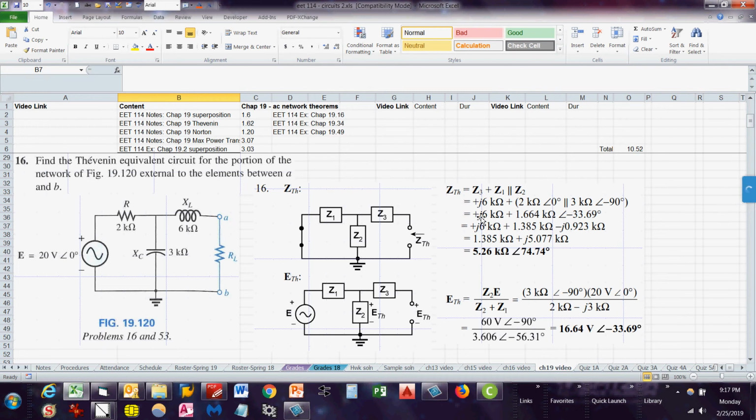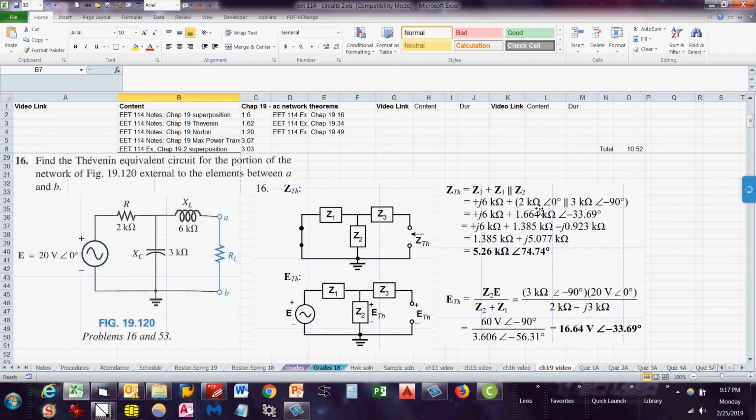So Z3 is going to be J6K or 6K angle positive 90, and Z2 is going to be minus J3K. I'm sorry, this is minus J6K, or 3K angle of negative 90, and then this is just going to be 2K angle 0 or just 2K.